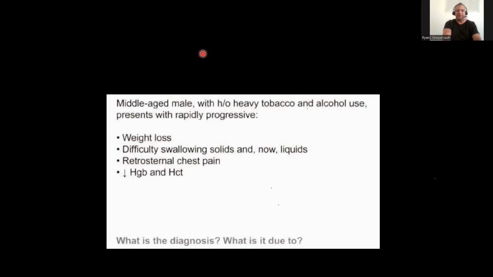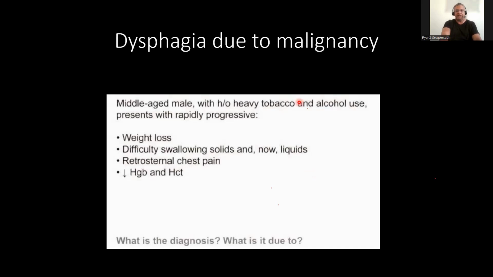Auntie Letsa says possible CA esophagus. Yesu says esophageal CA. All right, that's a reasonable choice and is absolutely true. Dysphagia on account of malignancy. So note the risk factors here, obviously tobacco and alcohol use, right?